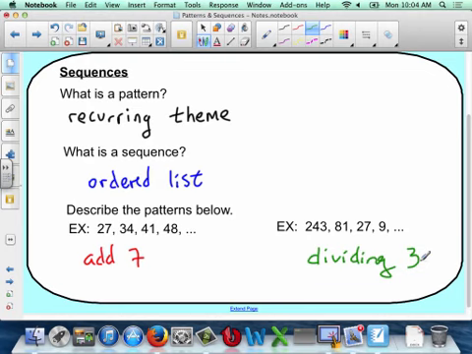Christina, if I'm looking at that first pattern and I'm looking at 48, how do I find the next term? Add 7. Great. Not that hard. Okay, Kylie, what would I have to do in that last one to find the next term? Divide by 3. Simple stuff. Now the problem is, Keenan, think on this for a minute. What's the 20th term of the first sequence?